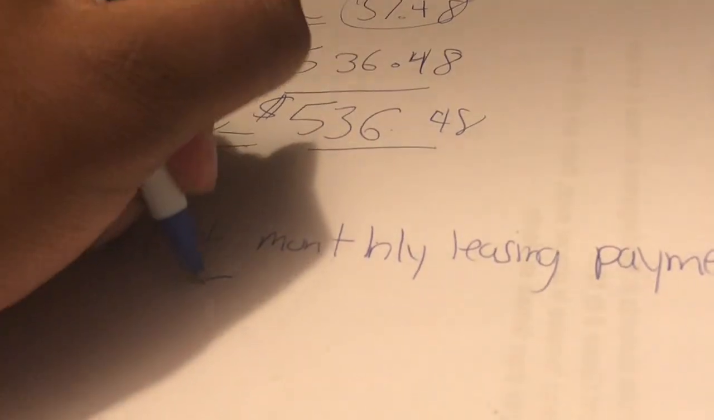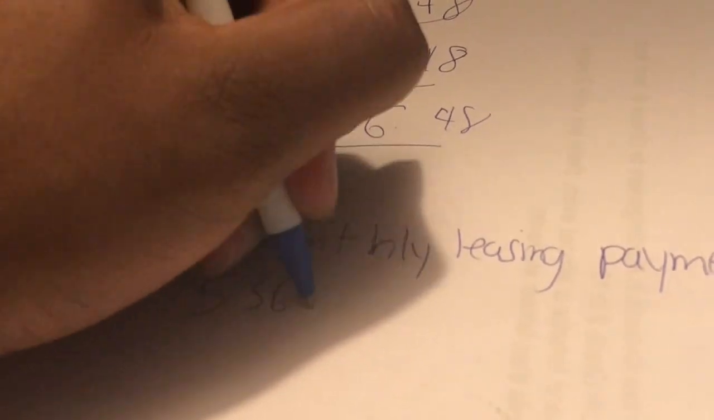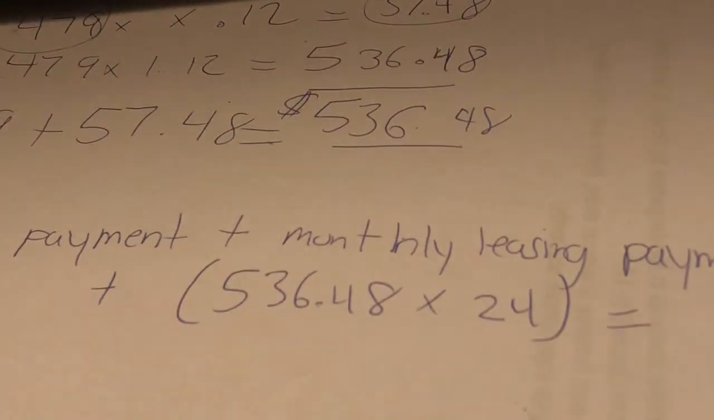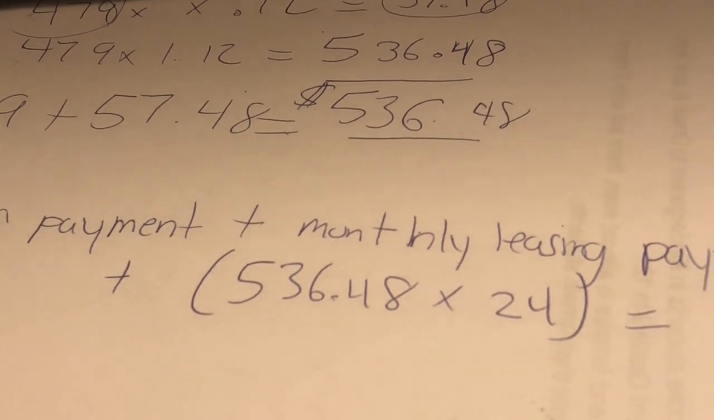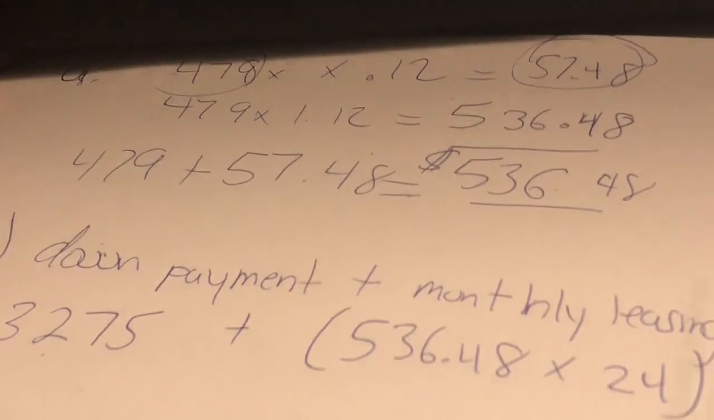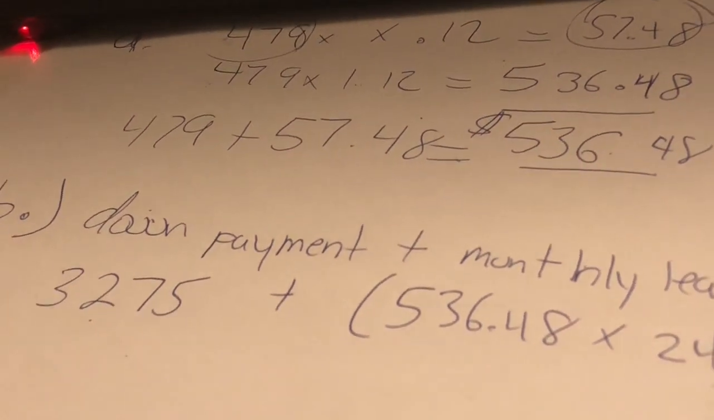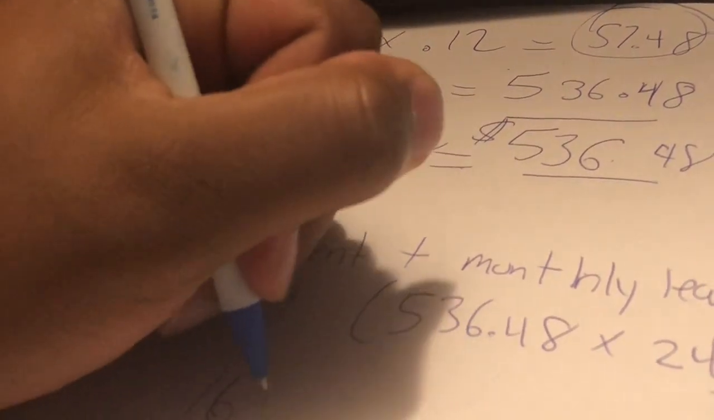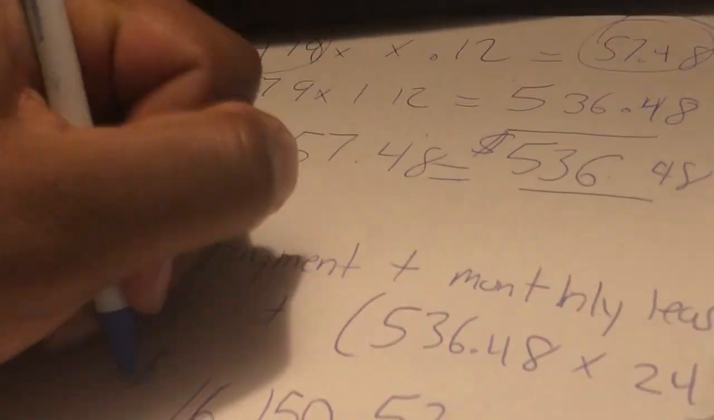We should have gotten 536.48. We want to multiply that by 24. We're going to put that in brackets, and it's going to equal something. But we also want to include the down payment. The down payment in this case, in the information as you look through, should have been $3,275. When we add all of this up together, we should get a value of $16,150.52. So that's how you do B.